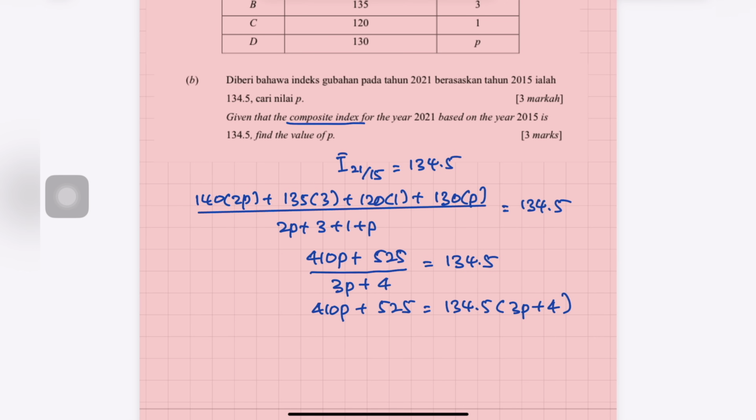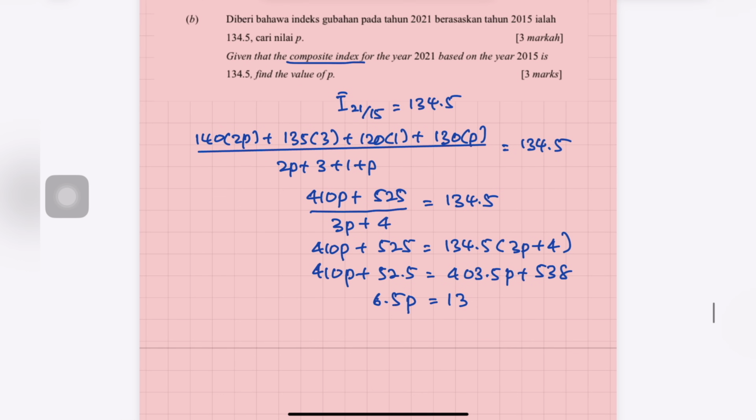Okay, so the rest you all simplify lah. 410P plus 525 equals 403.5P plus 538. So then 410P minus 403.5P is 6.5P equals 13. Nanti dapat P equals 2.